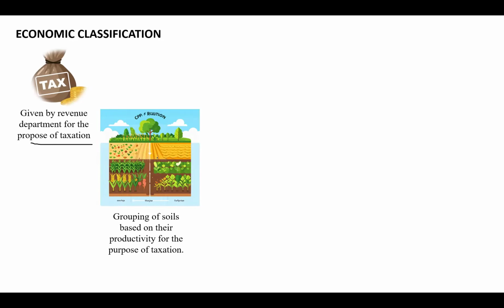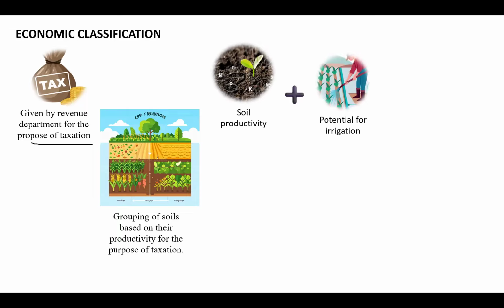For example, if a soil has very good productivity and supports diverse crops, if we can grow sugarcane, paddy, and maize, then based on their productivity they will classify it as high. They will put some tax on those particular soils. This is economic classification. It depends solely on soil productivity plus potential for irrigation.